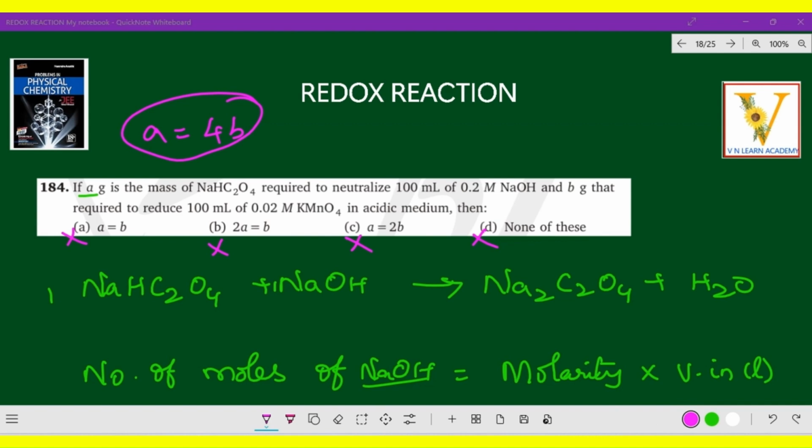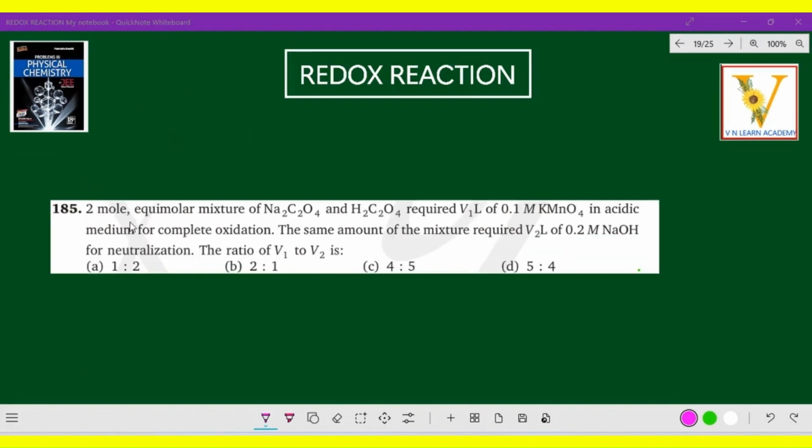Come on, let's go to the next question. A 2 mole equimolar mixture of Na2C2O4 and H2C2O4 required V1 liter of 0.1 M KMnO4 in acidic medium for complete oxidation. The same amount of the mixture required V2 liter of 0.2 M NaOH for neutralization. The ratio of V1 to V2 is.